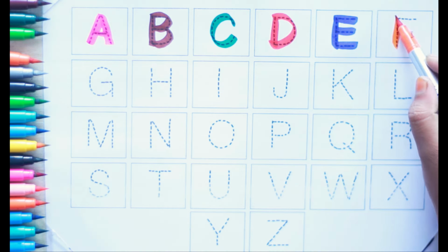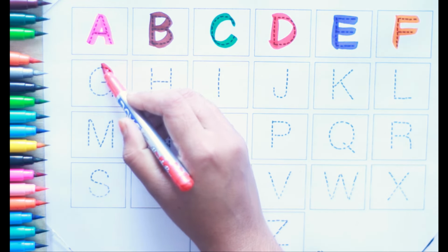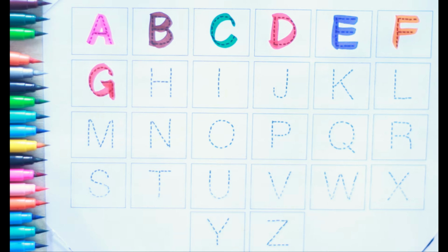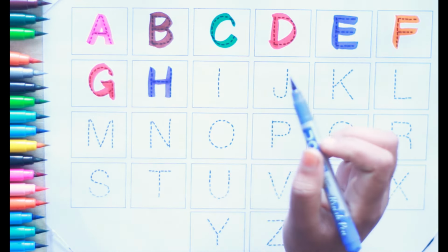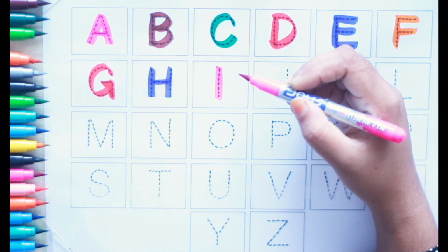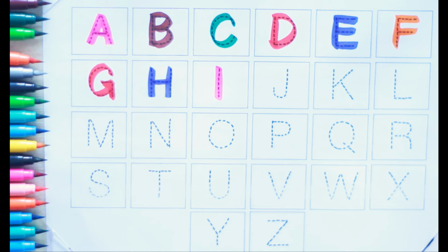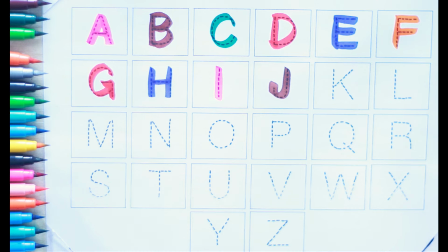Orange color. F for forest. Red color. G for green. Blue color. H for honey. Pink color. I for ice cream. Brown color. J for jury.